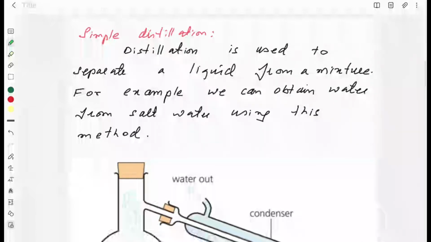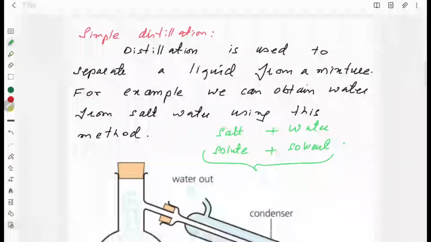And here let me point out, water is the solvent since it is in greater quantity, and salt is the solute. So both solute and solvent combine together to give you a solution. So by simple distillation, we can separate a solvent from a mixture.